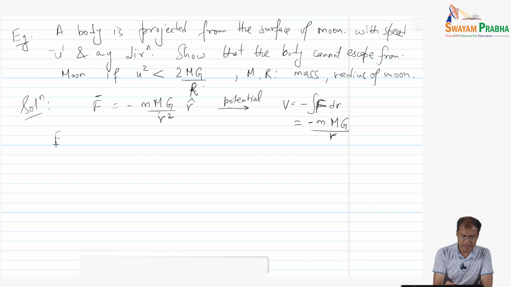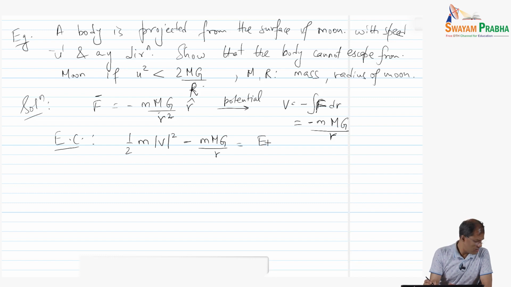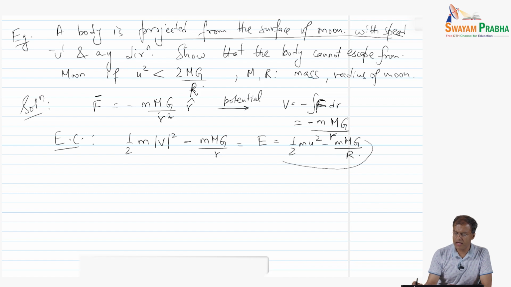Let us write down the energy conservation principle. The total energy, which is the sum of the kinetic energy and the potential energy, minus m capital M g by r, is going to be a constant, E. But E can be found using the initial condition, which is half m u square minus mg by capital R, the initial energy of the system, since it is kept on the surface of the moon, hence capital R.